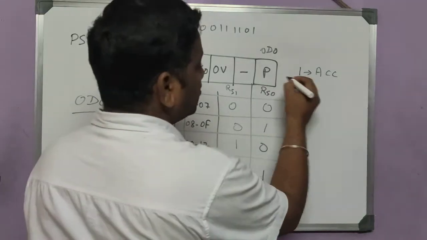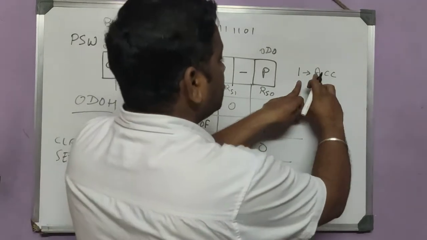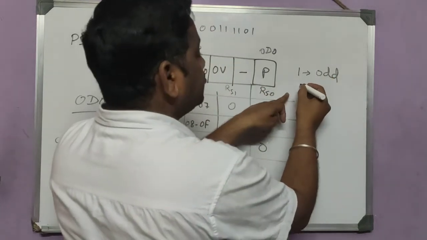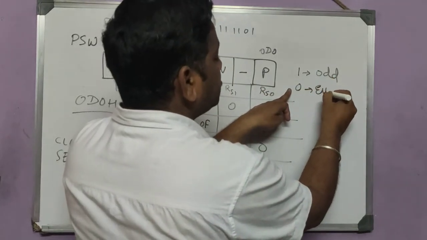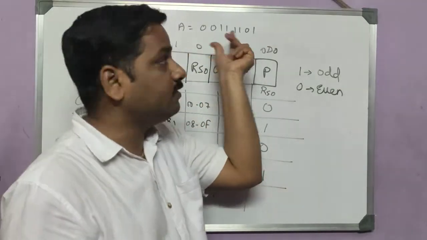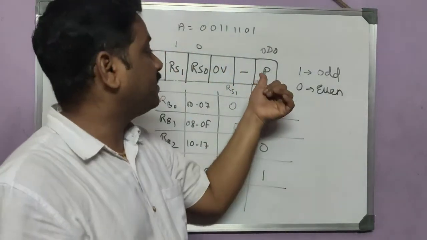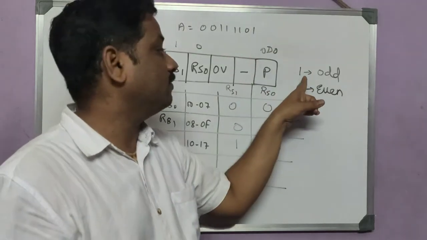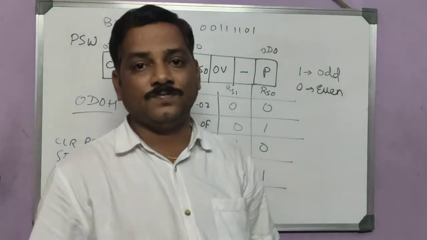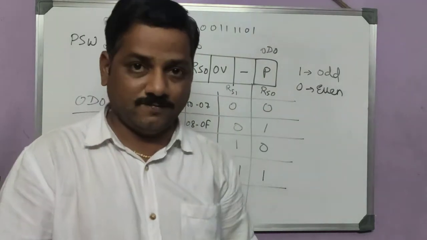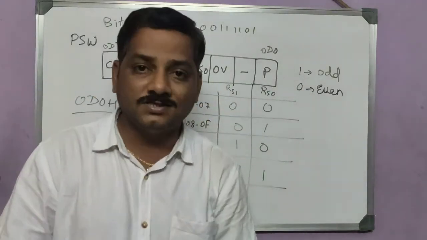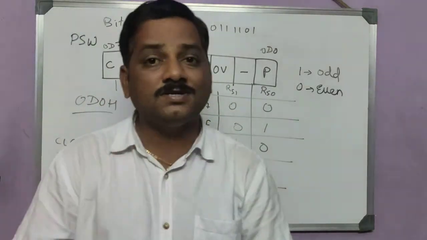If it indicates 1, it is odd. If it is 0, that indicates there are an even number of ones. According to this data, I have 5 ones, which is odd, so the parity flag will become 1. That is an indication of an odd number of ones in the accumulator. This will be done by the system itself. Even overflow, carry and auxiliary carry are done by the system.